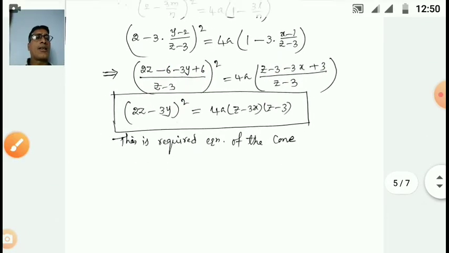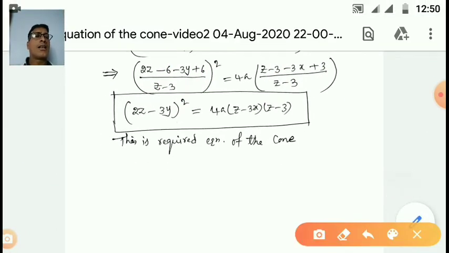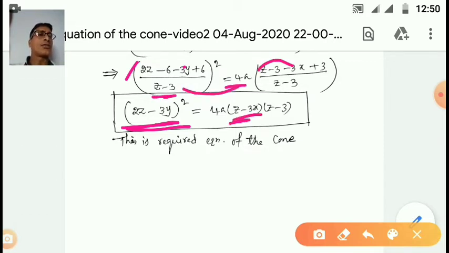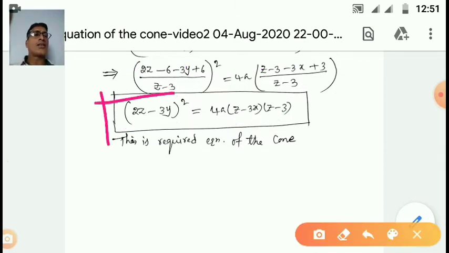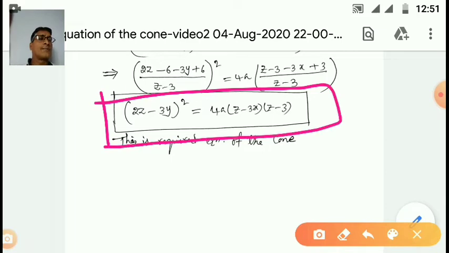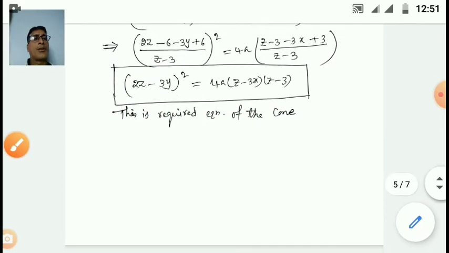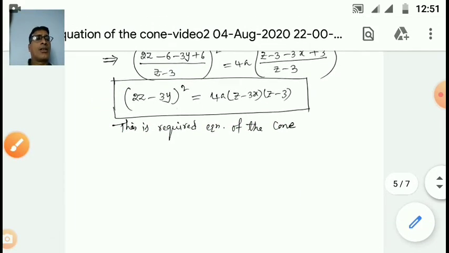Therefore, by simplifying this, finally you will get (2z minus 3y) whole square is equal to 4a into (z minus 3x) into (z minus 3), after shifting this to this side. This is the equation of the required cone. So let us go to another problem.